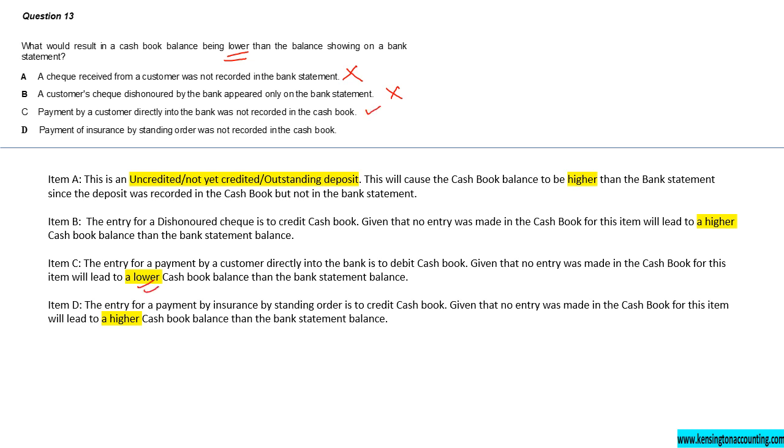And lastly, D, a payment was not recorded in the cash book of a standing order. So not recorded in the cash book, it means the cash book balance is higher because a payment has not been recorded, but in the bank statement it was recorded. So this is not the correct answer. Therefore, the correct answer is C.